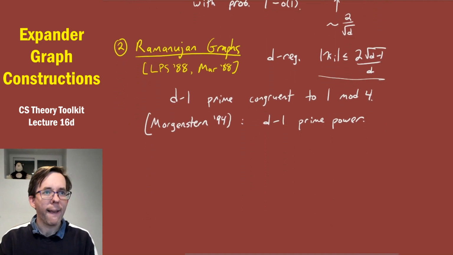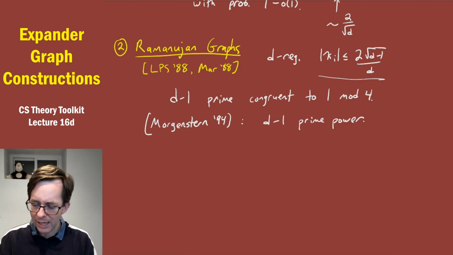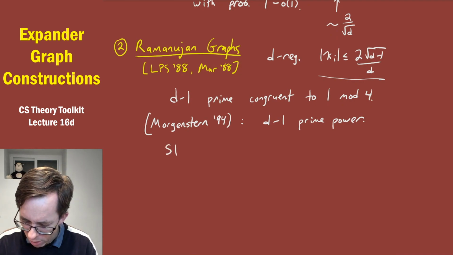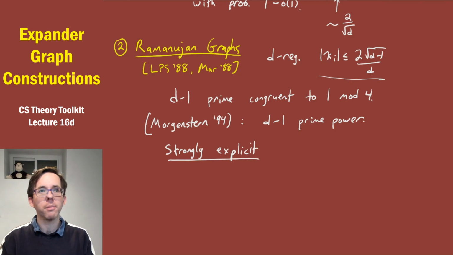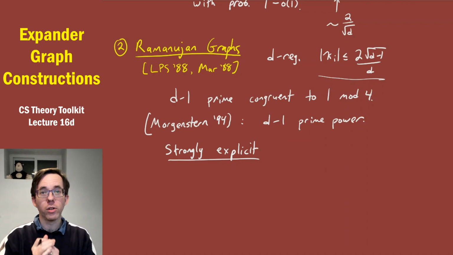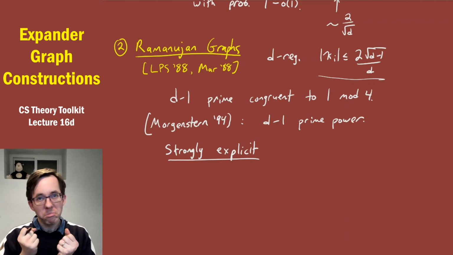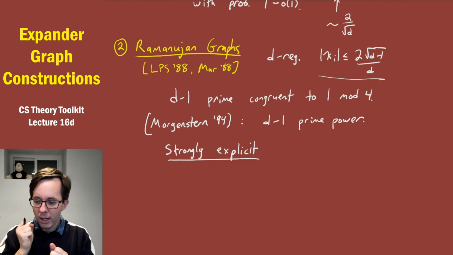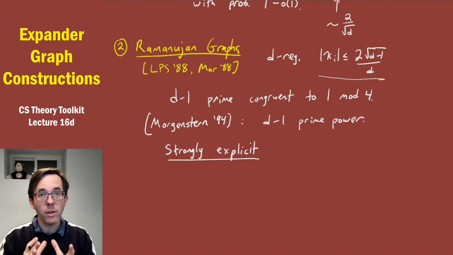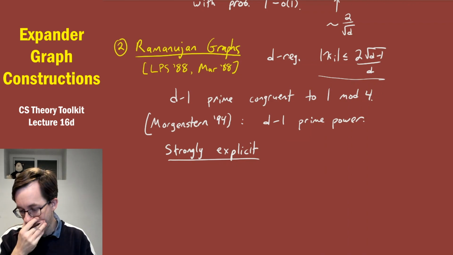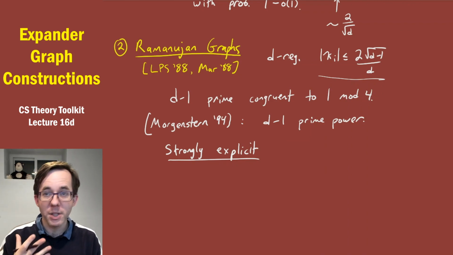So that's great. And they're definitely explicit. I think they're strongly explicit too, or maybe there's some tiny caveat, but let me just say basically they're also strongly explicit. So these are wonderful graphs. For any d minus 1 that's a prime power, you just write them down, and writing down the graph is not hard. The proof that they're great expanders, spectral expanders, is super hard, but they're actually optimal spectral expanders.